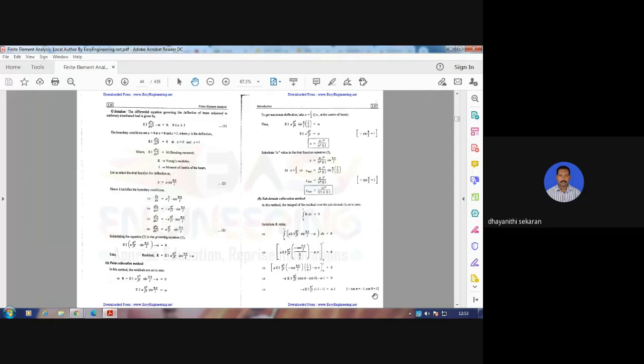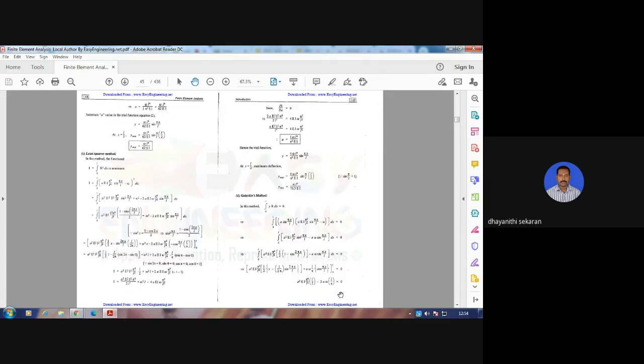So we get minus EI π³/L³ times (cos π minus cos 0) minus wL, which is EI π³/L³ times 2 equals wL. We get the value wL⁴ divided by 62 EI, so y equals wL⁴/(62 EI) sin(πx/L).